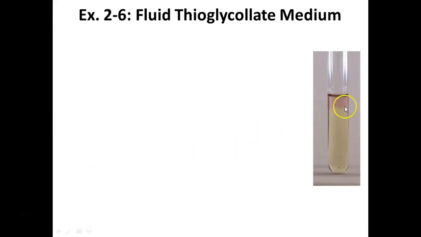Okay, so we have our thioglycollate media, and you'll notice there's an uninoculated control in your rack. It's labeled uninoculated control, and it has FTM. I want you to go ahead and pick up that tube and hold it up to the light. You see the pink layer? Would you inoculate that tube to test your unknown? No, why not? There's too much oxygen in that tube.